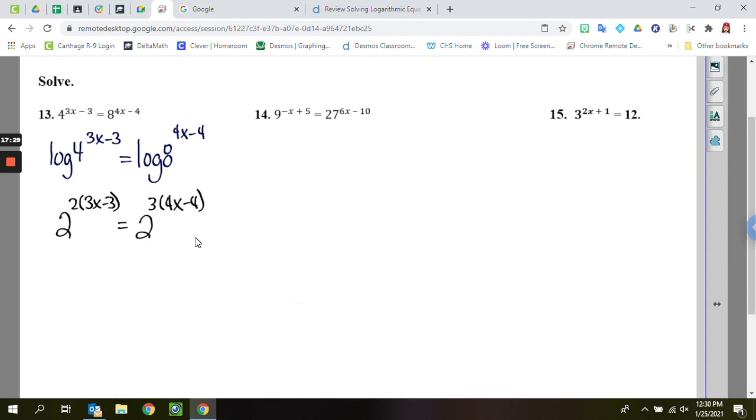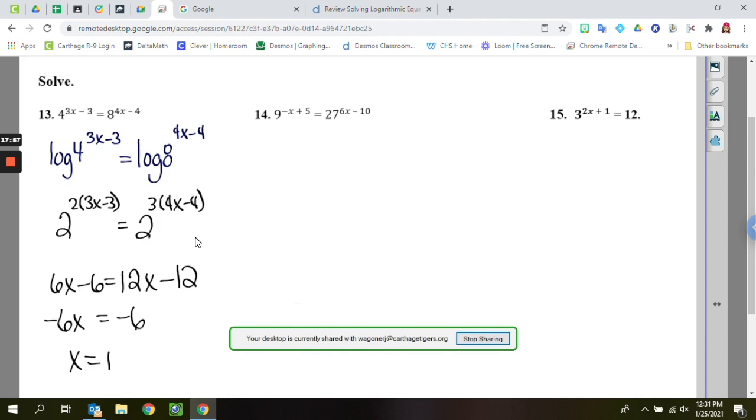So then we've got 6x minus 6 equals 12x minus 12. So we've got negative 6x when we subtract the 12x equals negative 6. Did we get x equals 1? Yes. Okay. And we'll take a look at ones like 13. But again, it's a route you take when you have no other option.